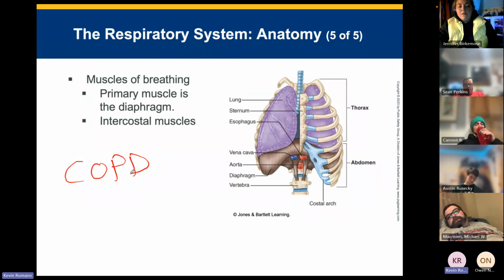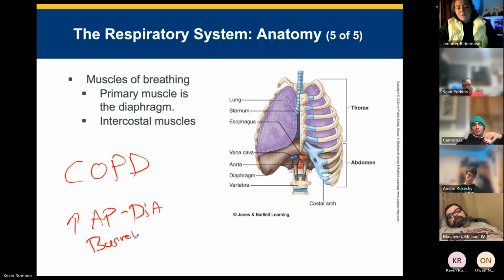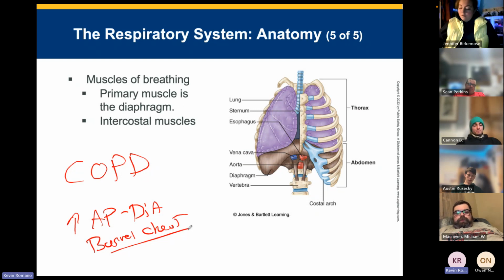Another thing you're going to see with patients with emphysema is what they call an increased AP diameter, otherwise known as barrel chest. People are like, yeah, we've heard of that before, right? An increased AP diameter of the chest, the barrel chest. Those are patients that have chronic emphysema. These are the COPD patients.